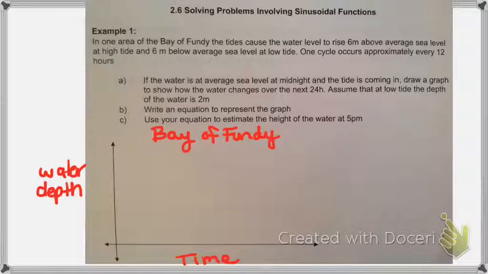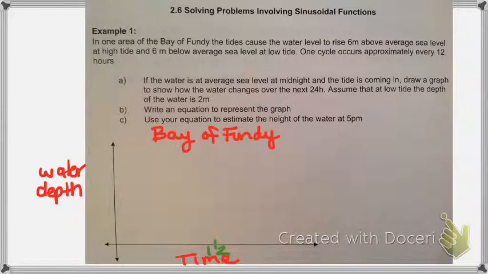It says in the question that one cycle occurs every 12 hours. So in 12 hours, we're going to have one complete graph of either sine or cos, and that's what we still have to figure out. So I'm just going to change color. Let's use something with green. Along the x-axis, about halfway, I want you to put a dash, and we'll call that 12 hours.